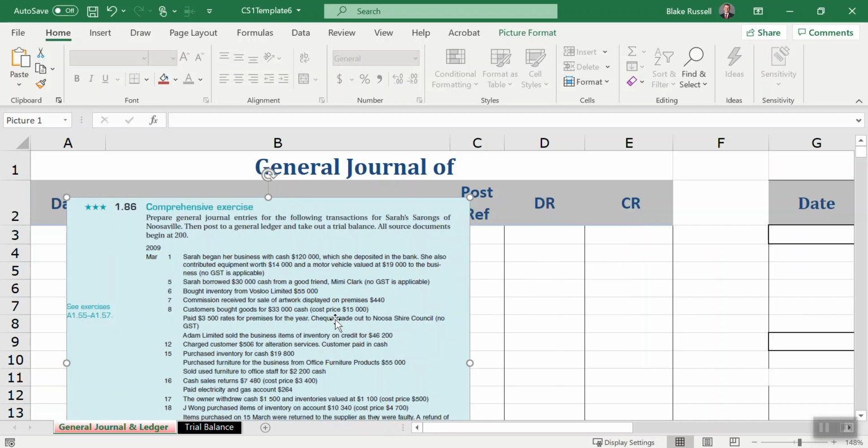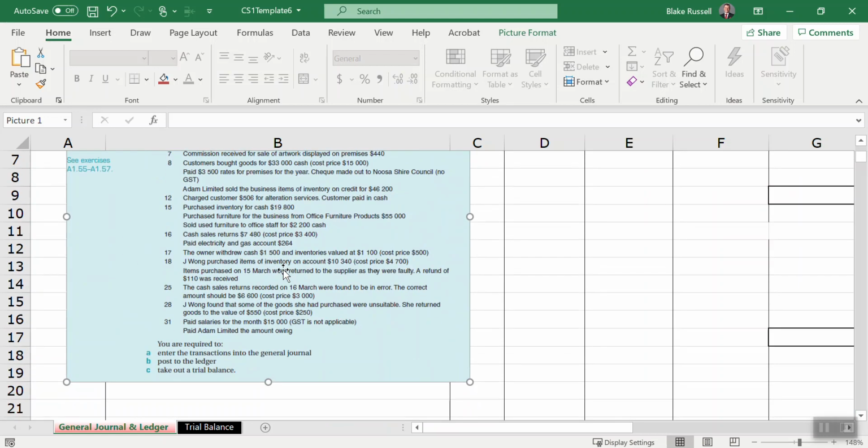Okay, so all these include GST unless otherwise stated, I hope. Yep, so we've got to do a general journal, ledger and trial balance. These involve inventory as well, which is something we didn't do in term one. We didn't do inventory and we didn't do GST. So this is what this one incorporates.